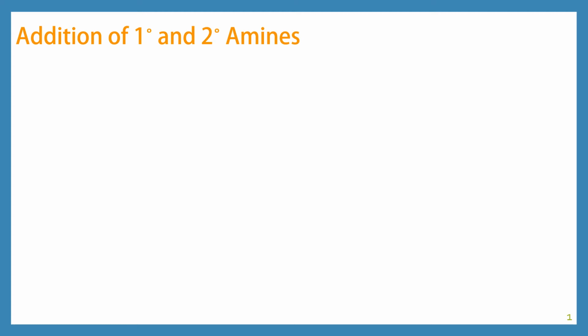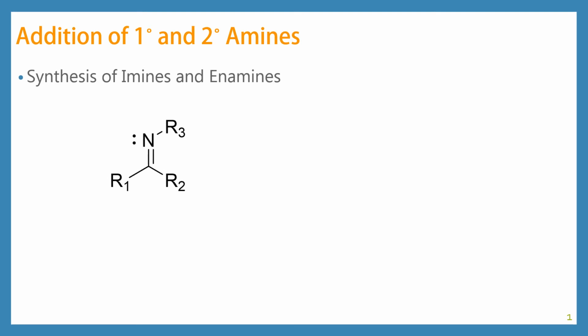In this video, we're going to look at the addition of primary and secondary amines to aldehydes and ketones. This is the synthesis of imines and enamines. So first, we need to learn some new structures here. An imine is where you have a nitrogen double bonded to a carbon, and this is essentially analogous to a carbonyl. So imagine having an oxygen here instead.